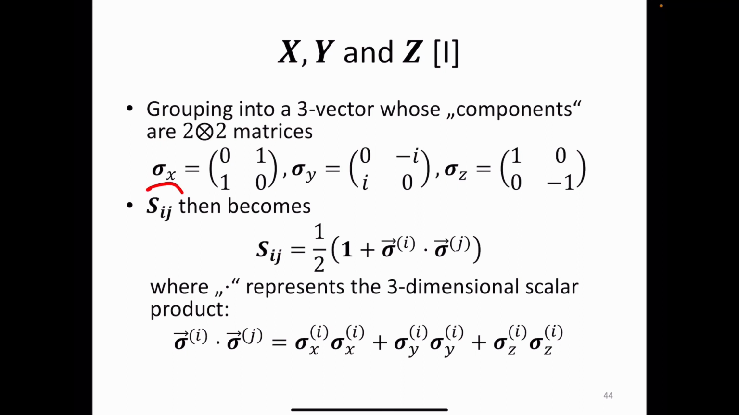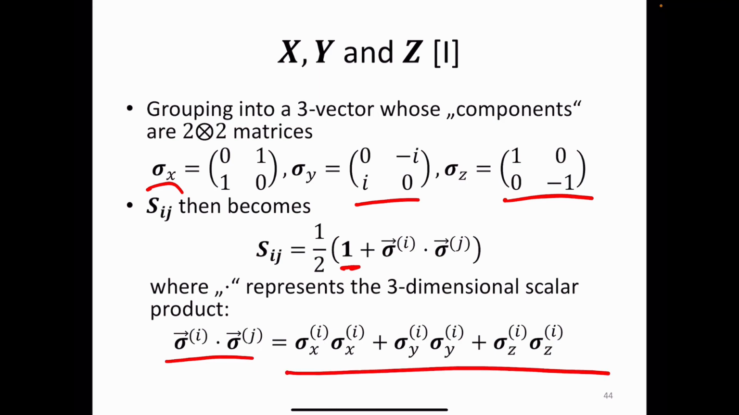So sigma sub x is our not operation. Sigma sub y is the operator y that we just defined before, and same for z, where sigma sub z is the operator z. Now we can re-express S sub ij in that form here, where we have again our identity plus sigma i dot sigma j, where i and j represent our qubits, and dot represents the 3-dimensional scalar product, given by the definition here on the bottom.